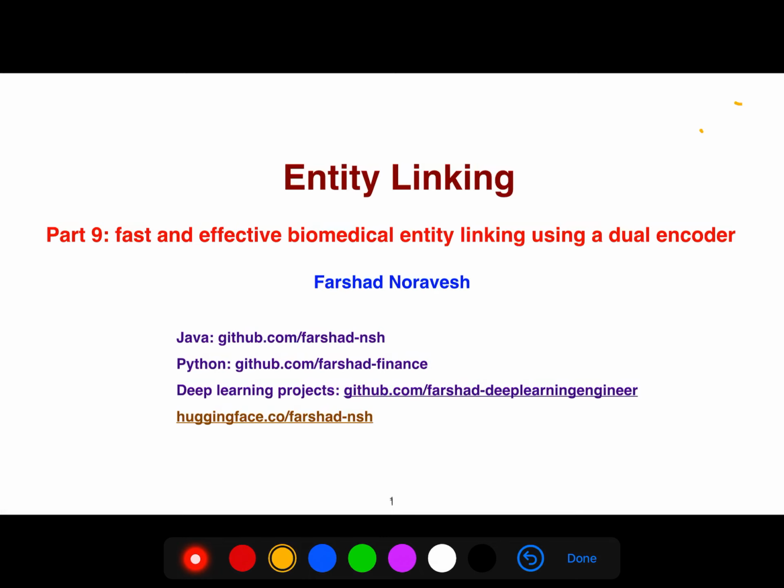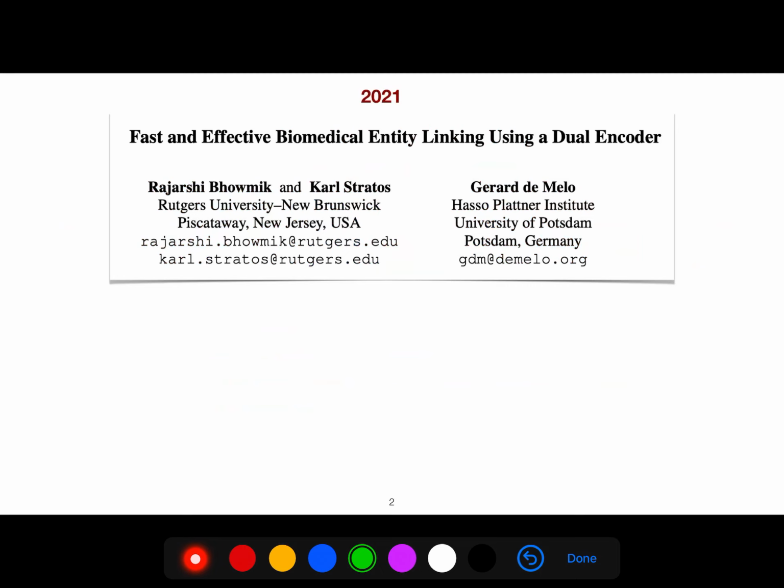So now I'm going to be talking about another important article for entity linking. We use a dual encoder and we apply it to biomedical text to do entity linking. This approach is fast and effective because we are working at the text level instead of just mention, then another mention, then another mention. At the last slide, I will show you that this approach is very fast because it deals with all of the mentions all at once, so it's fast.